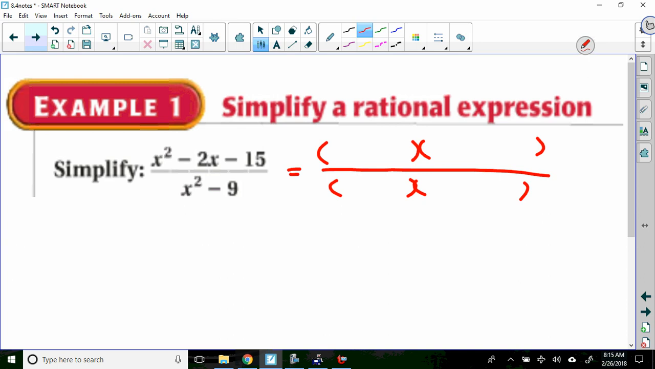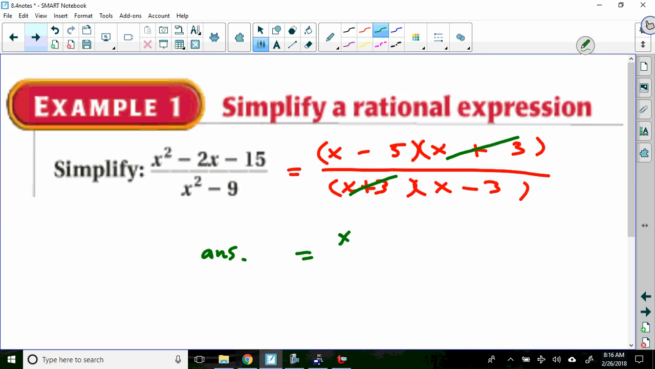Does 15 have any factors that add up to -2? 5 and 3, okay, so x and 5, x and 3. Got to get our signs right. -5 plus 3, okay. And on the bottom, what's going to happen down there? X plus 3 and x minus 3. So do we have anything that cancels? The x plus 3 cancels out the x plus 3. So our answer is that, what do we got? The quantity of x minus 5 over the quantity of x minus 3.